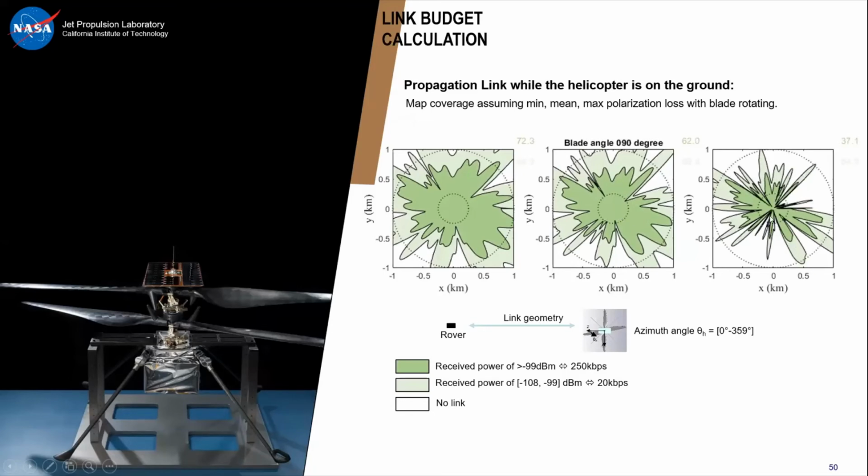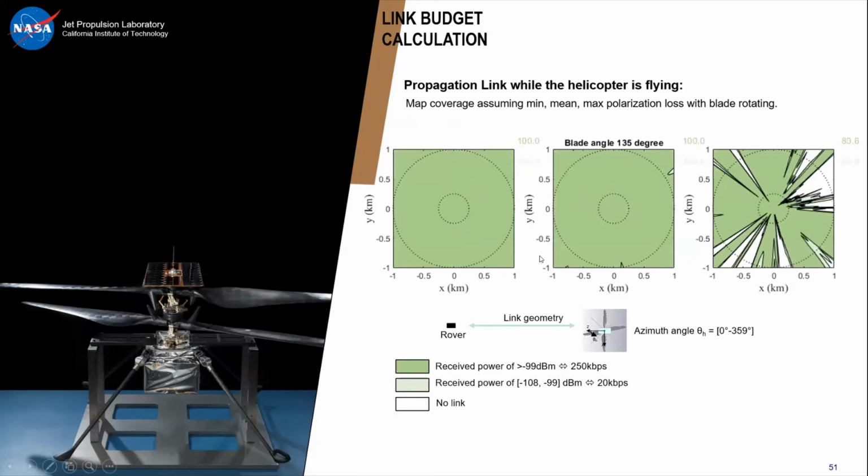In the worst case scenario, which we never designed for, we will have the worst case alignments between the helicopter and the rover, and the blades will be in an orientation so that we have the worst polarization losses. You can see that in some spots we might lose communication. So we need to be aware of that, so that if that's the case, we know what to do. We can just spin the blades, or we can rotate the rover if needed.